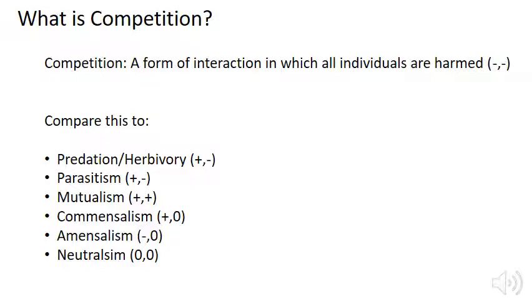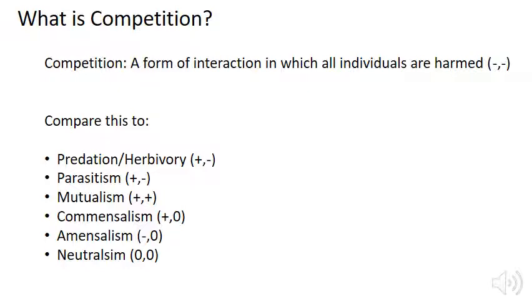So compare this to other common types of interactions. So predation and herbivory. A predator or a herbivore gets a positive out of that interaction. They get food for nourishment. The plant or the prey animal that's being preyed upon obviously comes out quite badly from that interaction, so that's a negative. And a very similar relationship can be seen in parasitism.